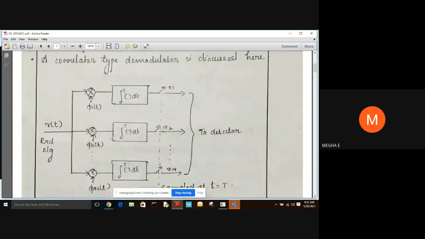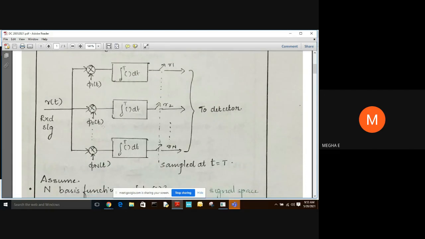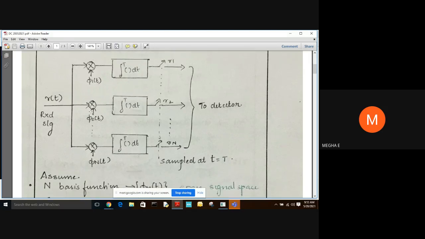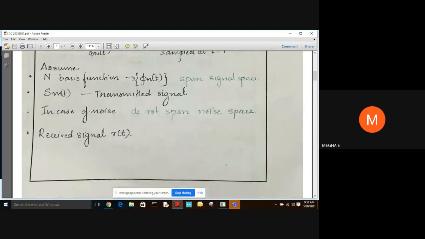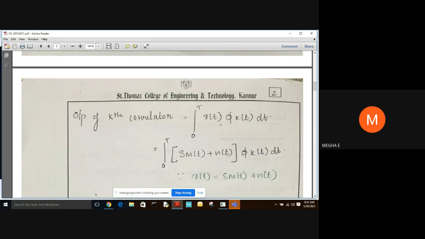Here we can see, if it is the second correlator output, it means the integral of R of t into phi 2 of t dt. So here we are considering the kth correlator. So it will be the integral over 0 to T of R of t into phi k of t dt. And as we know, R of t is nothing but Sm of t plus n of t.